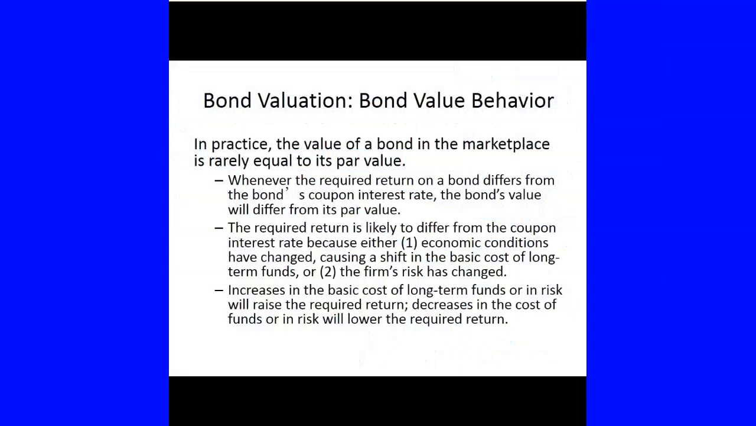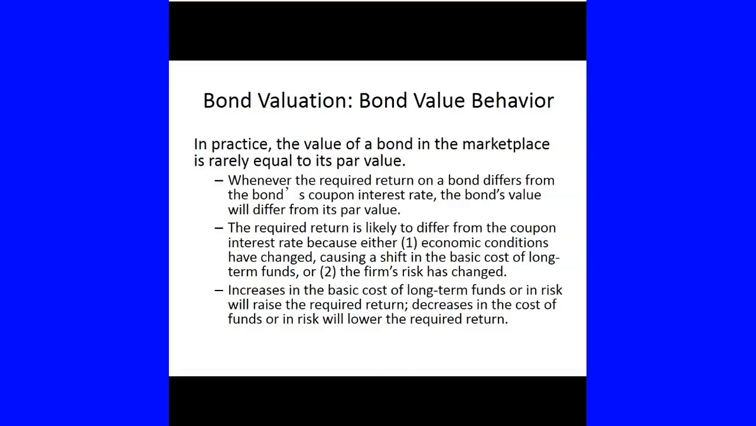We saw that when the required rate of return, or the required yield to maturity, is exactly equal to the bond's coupon interest rate, the value of a bond is the same as its par value. We say that bond is trading at par because in the market its price is equal to par. However, in practice, the value of the bond in the marketplace is rarely equal to its par value. This is because whenever the required return on the bond differs from the bond's coupon interest rate, the bond's value will differ from its par value.